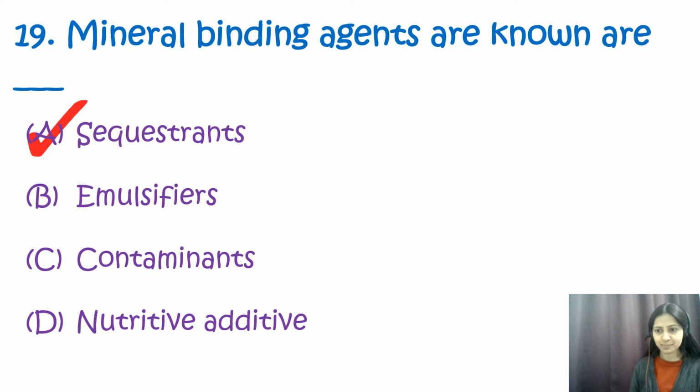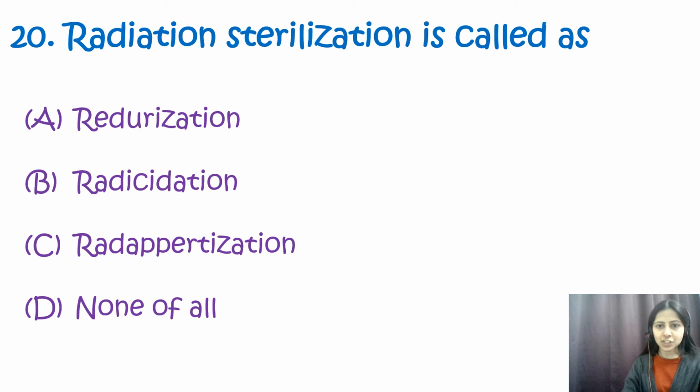Question number 20. Radiation sterilization is called as, options are A radappertization, B radicidation, C radurization, and none. So radiation sterilization is known as radappertization, that is option number A. Question number 21.